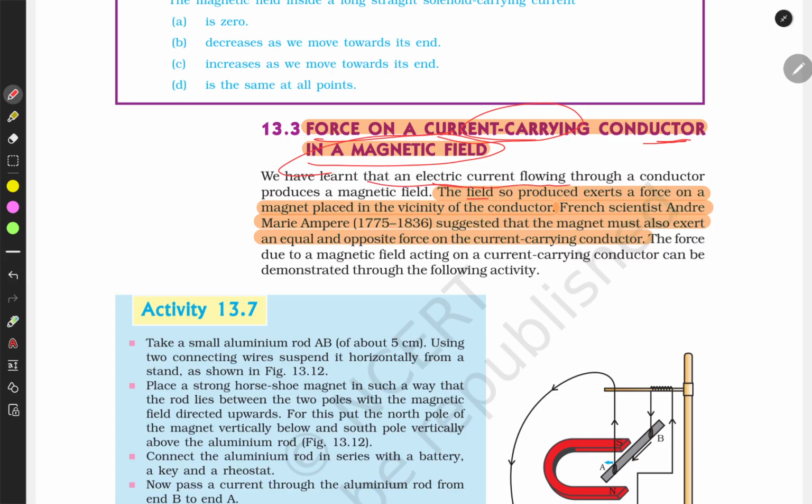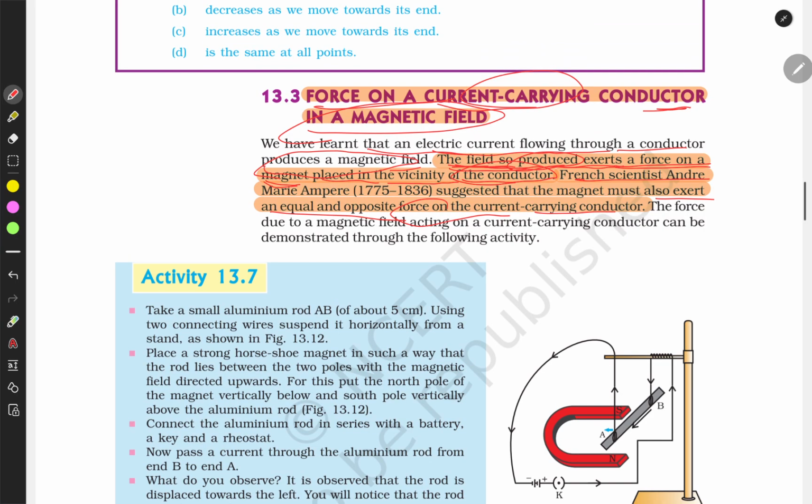We have learned that the electric current flowing through a conductor produces a magnetic field, and the magnetic field produced exerts a force on a magnet placed in the vicinity of a conductor. A French scientist, Andre-Marie Ampere, suggested that the magnet must also exert an equal and opposite force on the current carrying conductor.